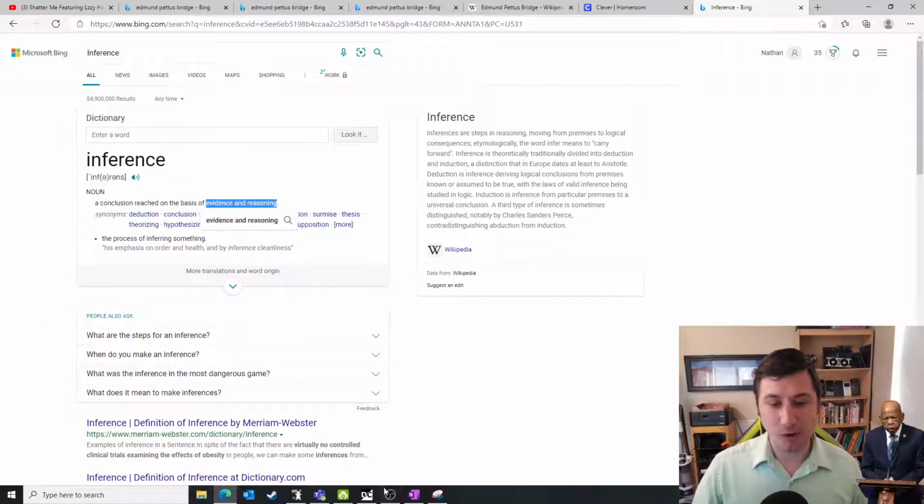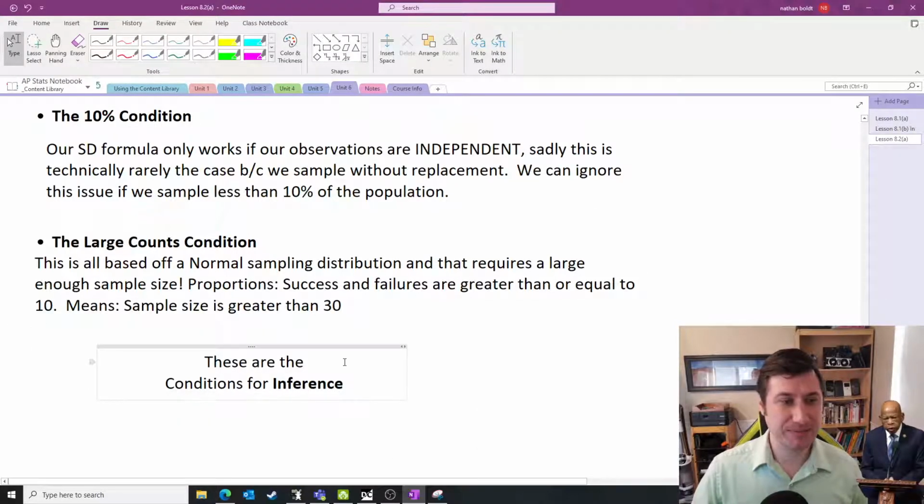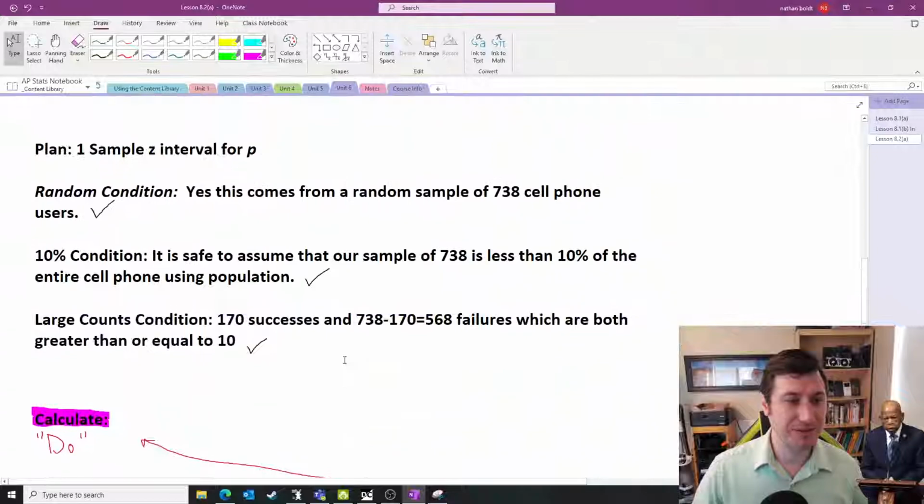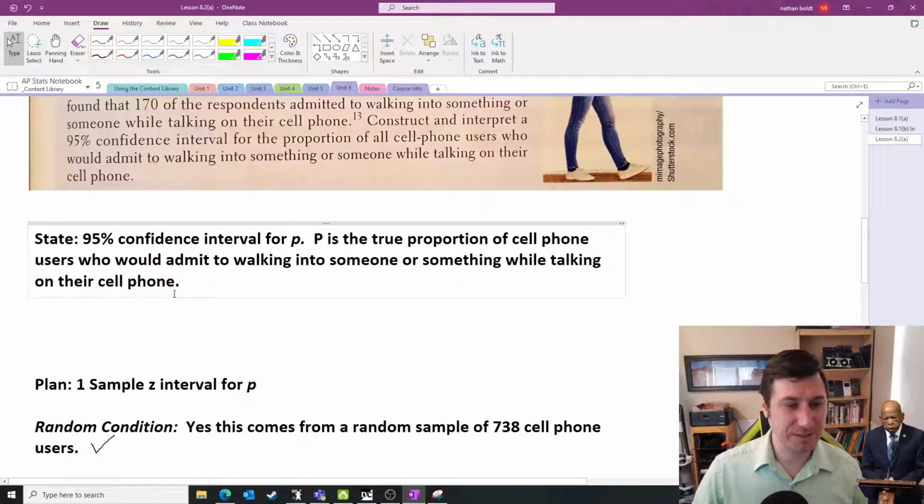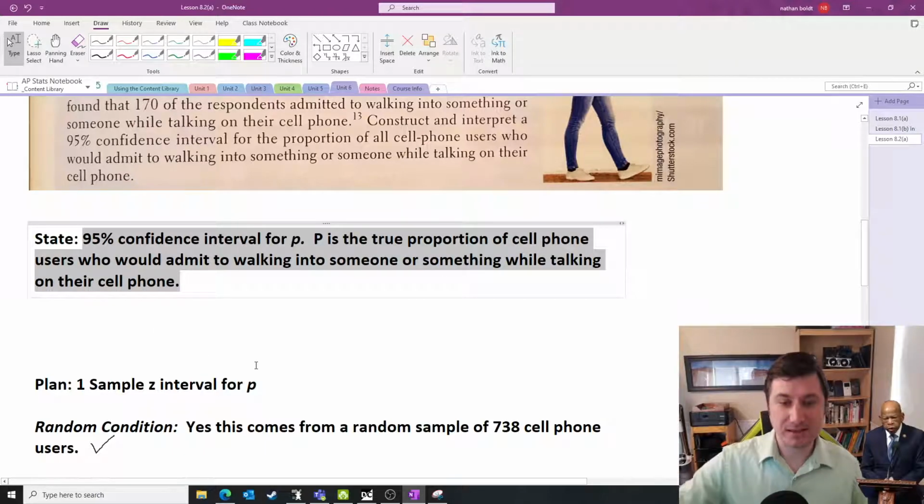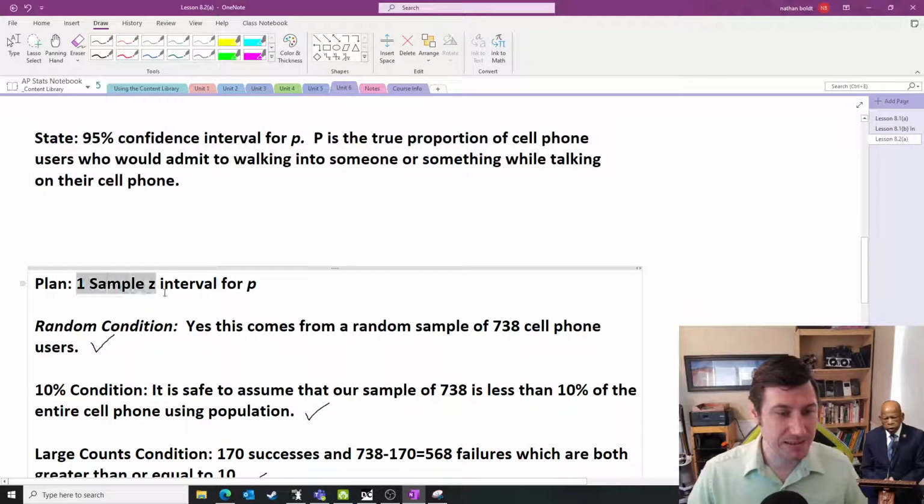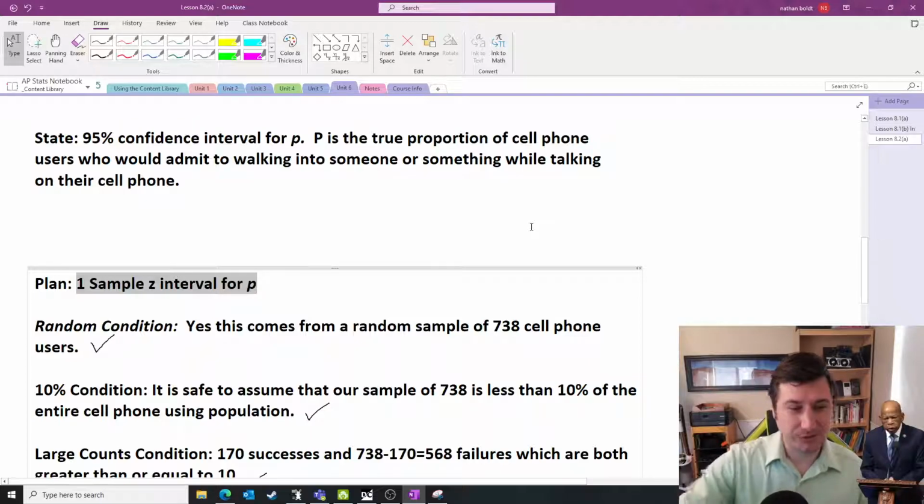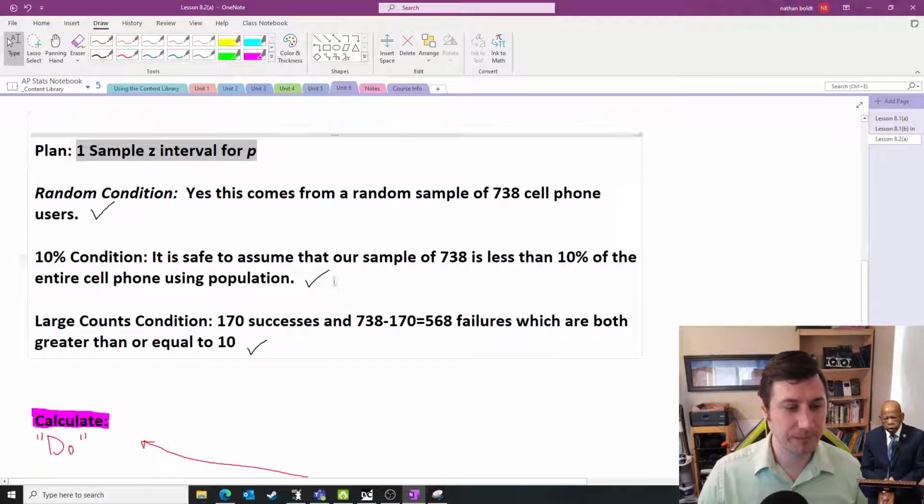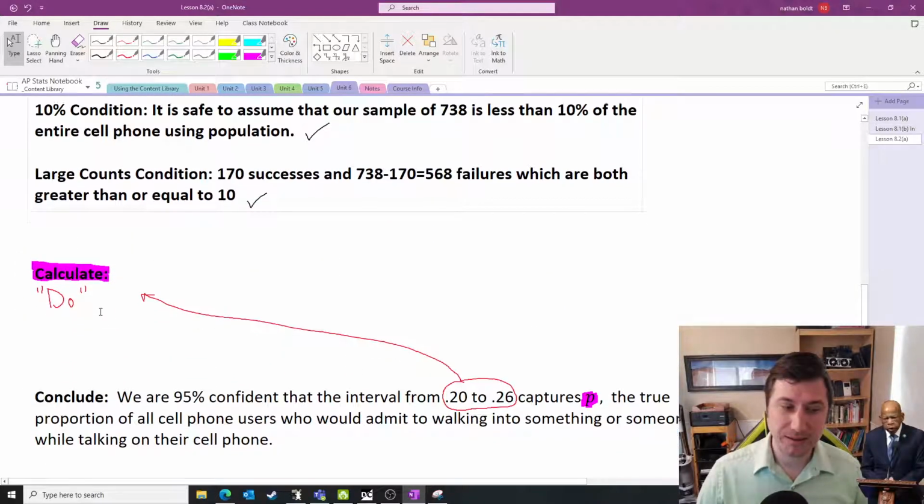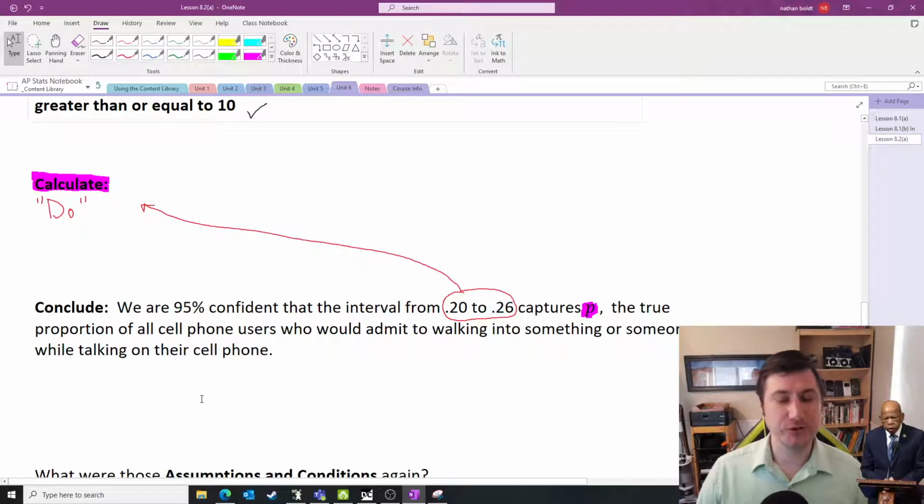I'm hoping that 4-step procedure makes some sense. Remember, we only did the first 2, the state and the plan. We state what we're going to do. That is basically just context. We make a plan. We state the specific name for what we're doing, the 1 sample z interval for a proportion. We check our conditions. We calculate, which we'll do next time, and then we write our conclusion. I hope that makes sense to everybody.